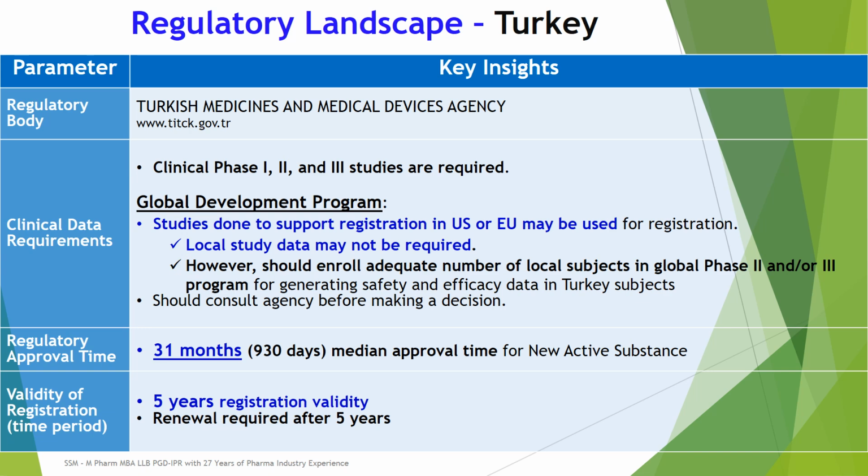However, one should enroll adequate number of local subjects in global phase 2 and or phase 3 program for generating safety and efficacy data in Turkey subjects. 31 months is the median approval time for new active substance. 5 years is the registration validity, after which renewal is required.